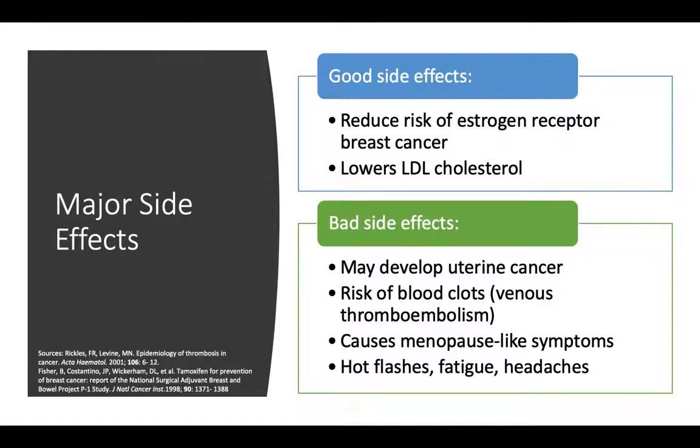This is because tamoxifen can act as an estrogen in other parts of the body. So although it blocks estrogen activity in the breast, it can act as an estrogen in other parts, such as in the uterus. So because it acts as an estrogen in the uterus, it can cause the uterine lining to grow, and this can increase endometrial cancer.